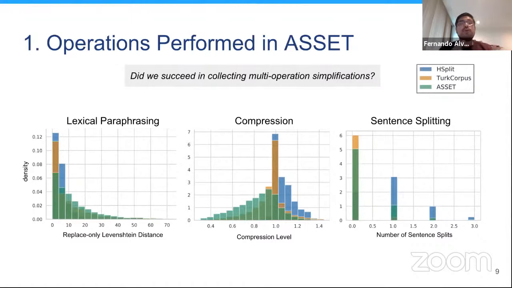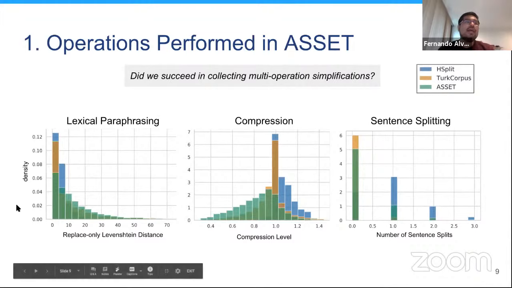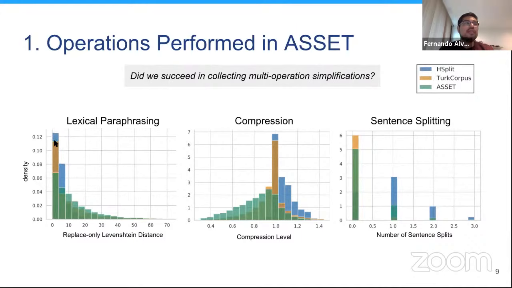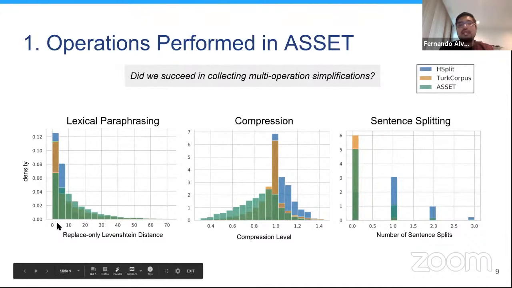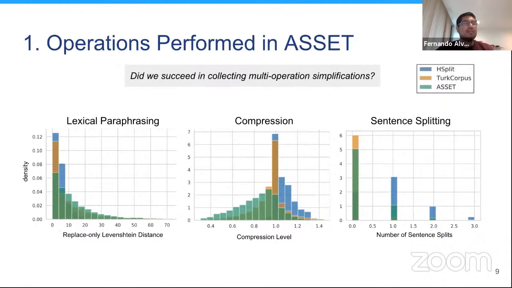As we can see in all 3 features, ASSET offers more variability than HSplit and TurkCorpus. In the case of lexical paraphrasing, we can see that HSplit has a very high density of no lexical paraphrasing, which goes in line with the instructions that the editors in HSplit received about just splitting, no rewriting, while ASSET has more variability.